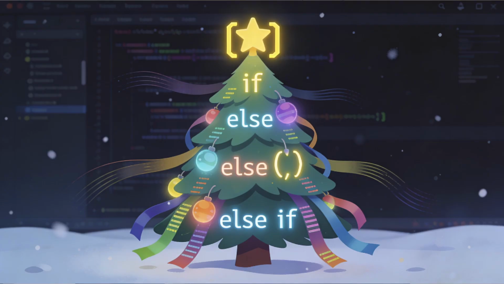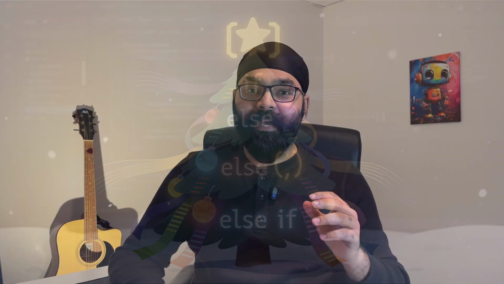Let me describe an issue that you have probably seen. You add logging to a service, then someone asks for caching. Then security wants authorization, and suddenly your clean service class looks like a Christmas tree full of if statements. Today, I'll show you how senior developers avoid that mess.